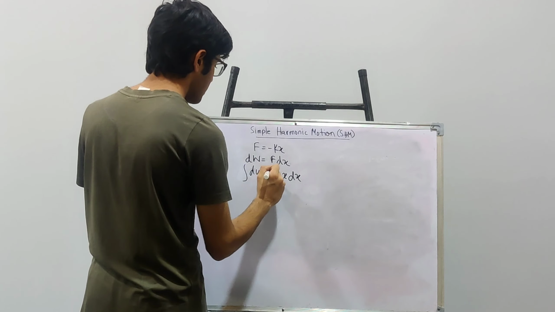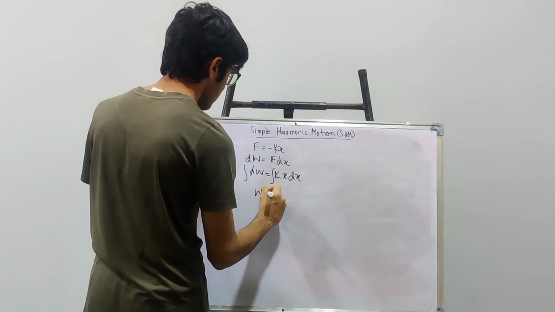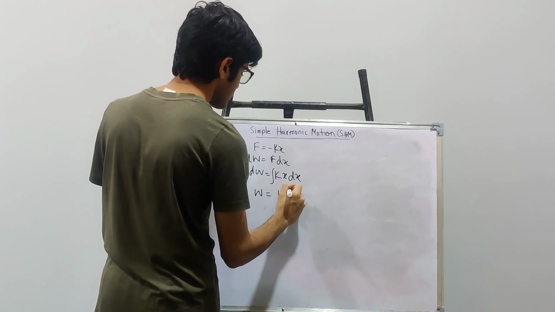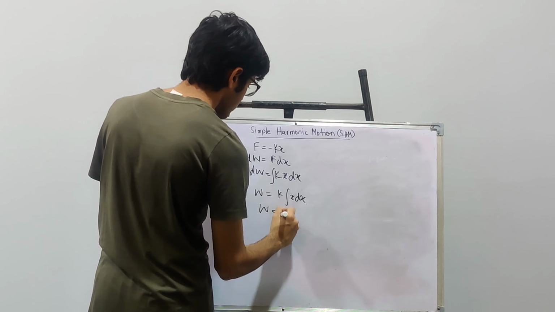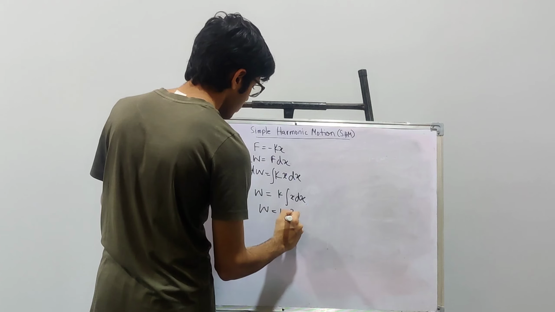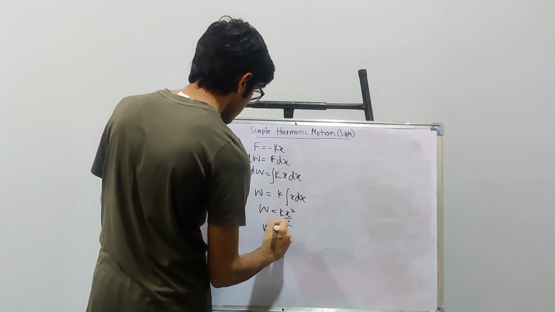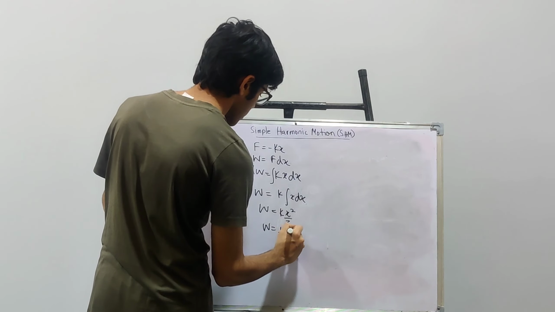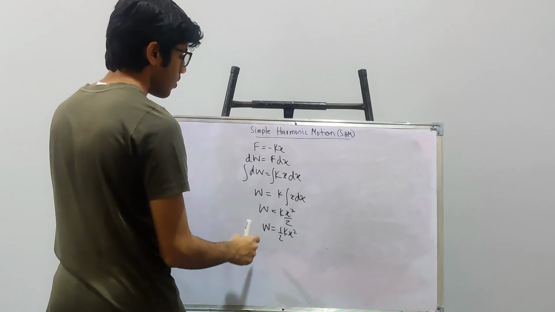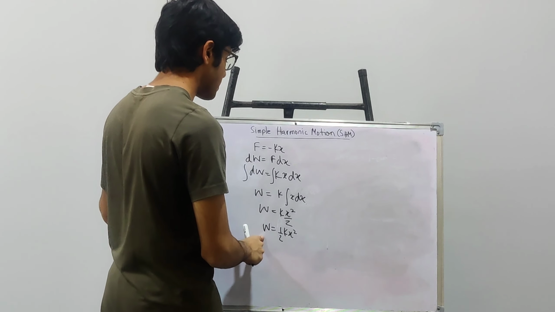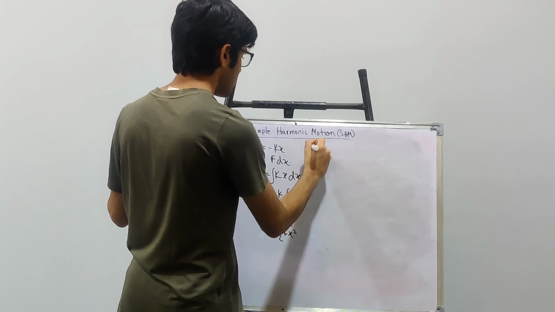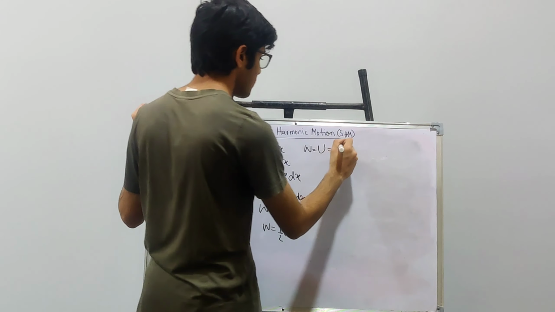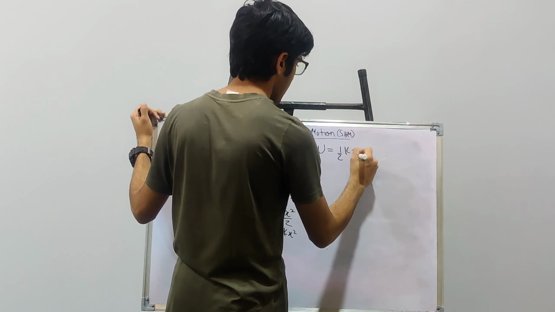Now when we integrate this, we get W is equal to k, which is a constant, times the integration of x dx, so W is equal to k x square by 2. This is nothing but half k x square, and since all the work done gets converted into potential energy, work is actually equal to the potential energy, which is half k x square.